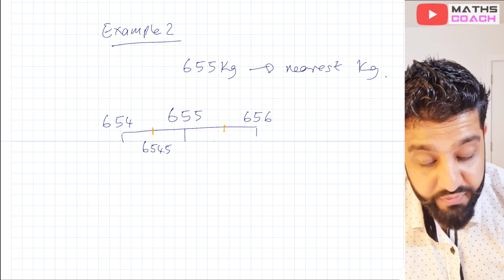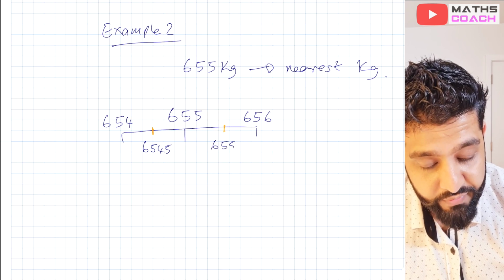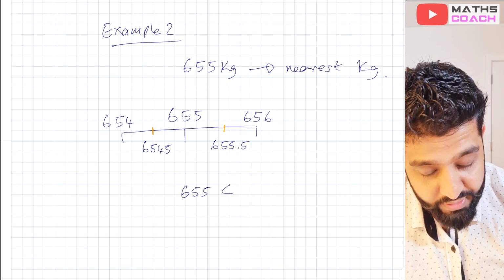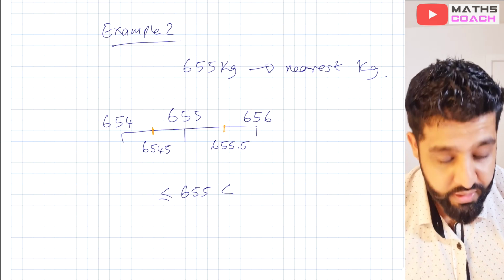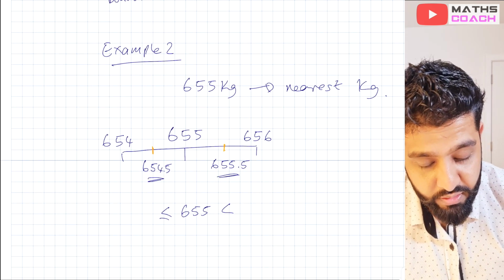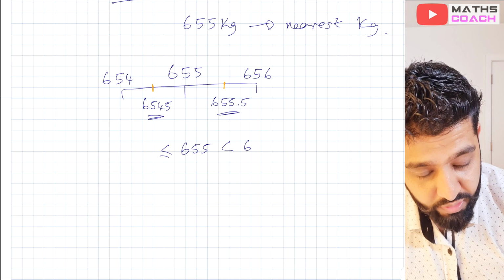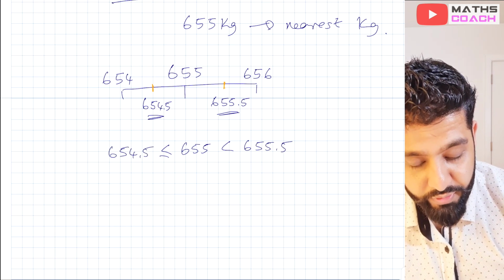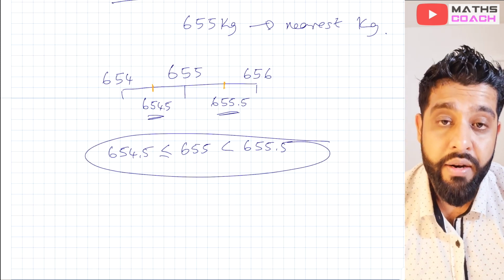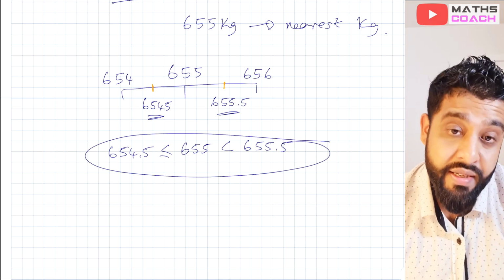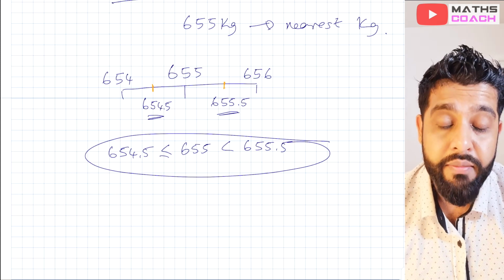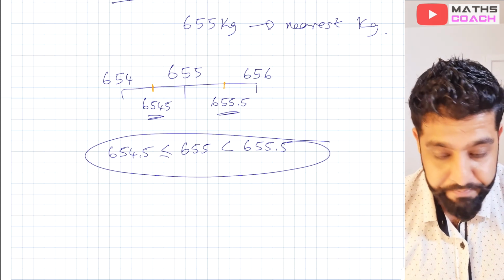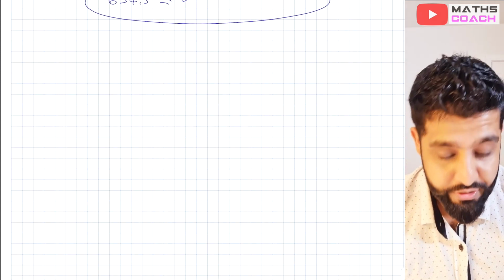656, we have 655.5. So just like before, what we write down now is less than on this side, greater than or equal to on this side, and we just write down these two values. So here we'll have 655.5 and here we'll have 654.5, and that is our error interval. An easy exam question would be to write it in this format and leave your answer like that. All right, so let's move on to another question.